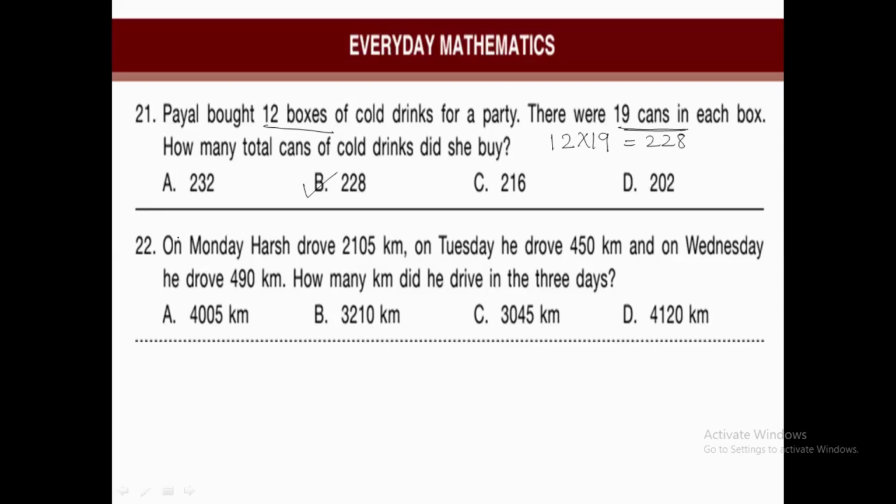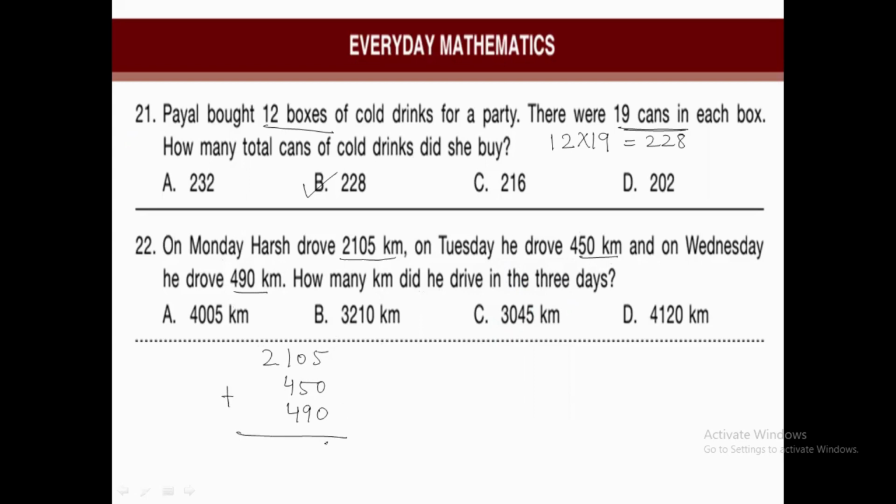Question number 22 is saying that on Monday, Harsh drove 2,105 kilometers. On Tuesday, he drove 450 kilometers. On Wednesday, he drove 490 kilometers. So how many kilometers did he drive in these 3 days? Okay, so what do we have to do? We have to add all the numbers. Let's add them: 2,105, 450 with 490.